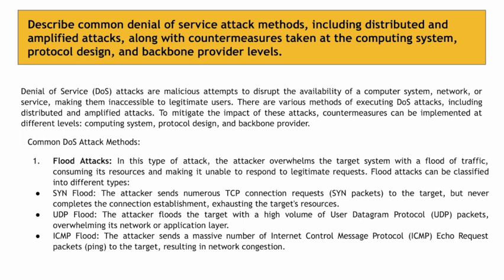There are various methods for executing DDoS attacks, including distributed and amplified attacks. To mitigate the impact of these attacks, countermeasures can be implemented at different levels: computing system, protocol design, and backbone providers. Common DDoS attack methods. First is the flood attack. In this type of attack, the attacker overwhelms the target system with a flood of traffic, consuming its resources and making it unable to respond to legitimate requests.